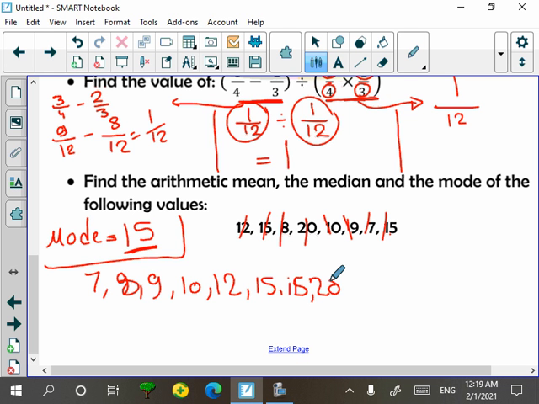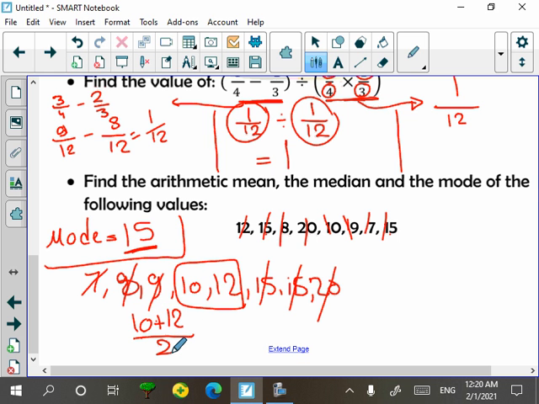Okay, the order of numbers is 7, 8, 9, 10, 12, 15, 15, 20. By cancelling from right and left: 7 with 20, 8 with 15, and 9 with 15. The remainder will be 10 and 12. We will add 10 plus 12 divided by 2, then 10 plus 12 equals 22 over 2 equals 11. Then the median of the values equals 11.